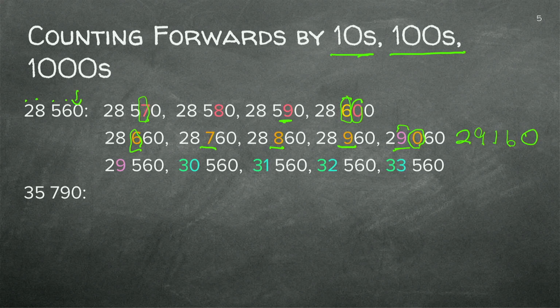29,160, 260, and so forth. Then the last one is if we count forward by 1,000. Yes, we're going to look at the thousands column. So it's 28,560, 29,000, and then we're going to do the same, make it 0 and increase the 10,000 column by 1 and continue from there. Are you ready to do one with me?